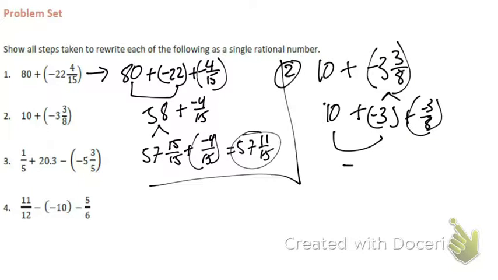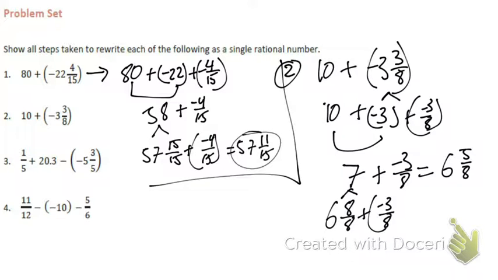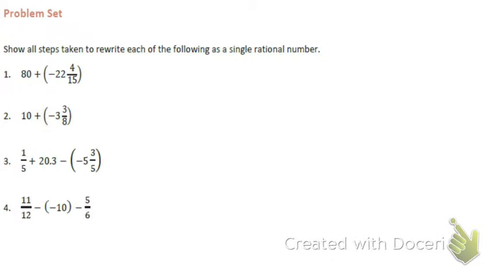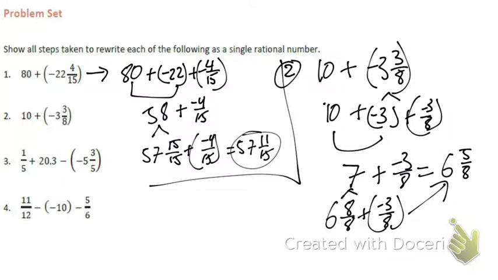10 and negative 3 makes 7, plus negative 3/8. You can see that should be 6 and 5/8 if you weren't sure there. You can break this down to 6 and 8/8 plus negative 3/8, which gets you there also. I'll give you a second to breathe and take all that information in. Then we'll go over number 4 and then 5.